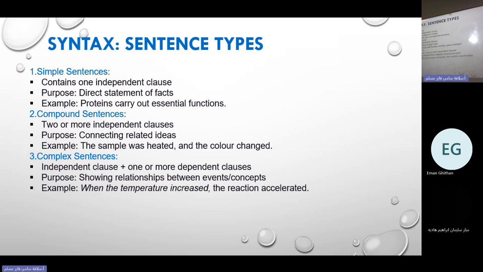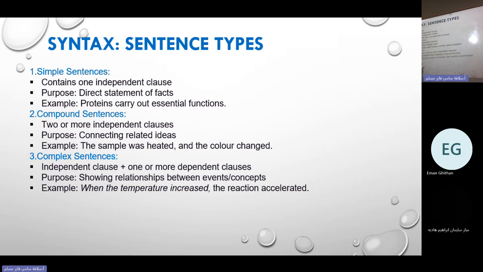The last one is the complex sentence. It is one independent clause plus one or more dependent clauses. What is a dependent clause? It is a clause that cannot stand alone and needs an independent clause to make sense. Okay? What's the purpose? Showing relationships between events and concepts.